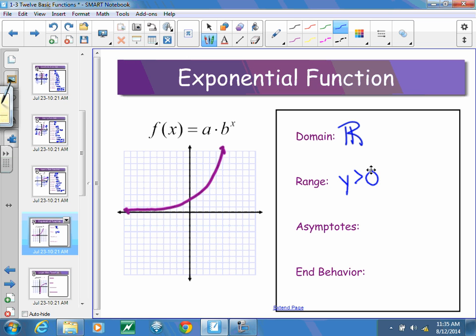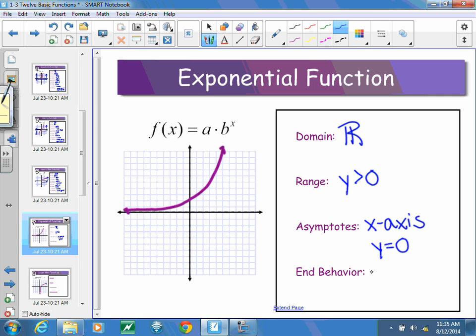Now be careful that you do not put y is greater than or equal to 0, because we do have an asymptote here, which is on our x-axis, which is the line of y equals 0. Y equals 0 is an asymptote. This particular graph here, there is no way for us to end up with y equals 0. It's just not possible, making our range greater than 0.